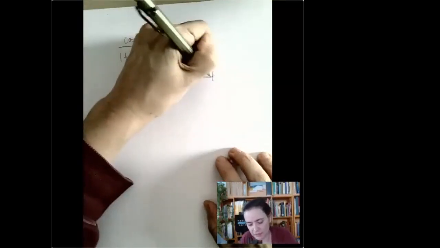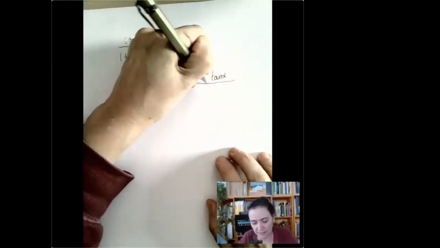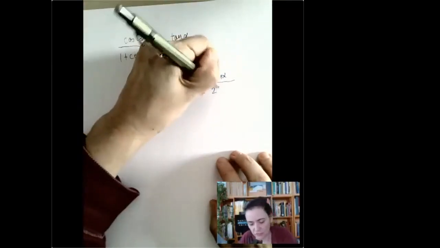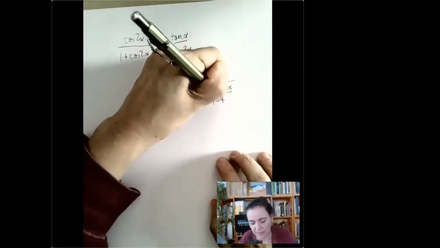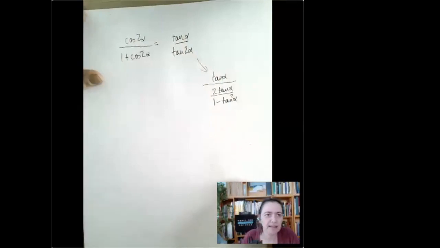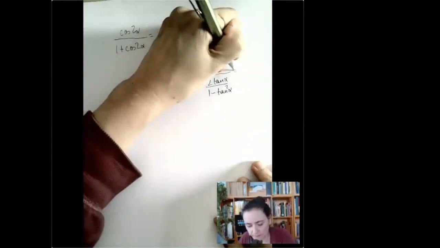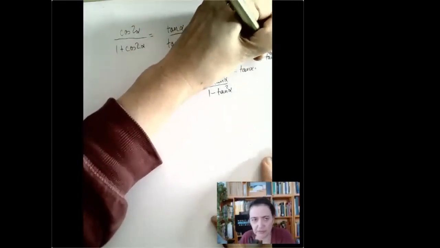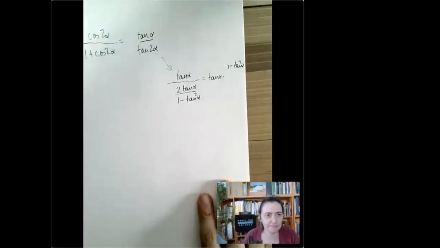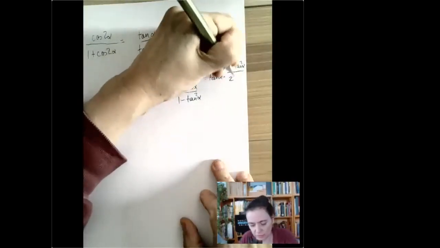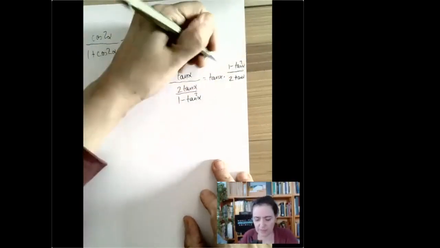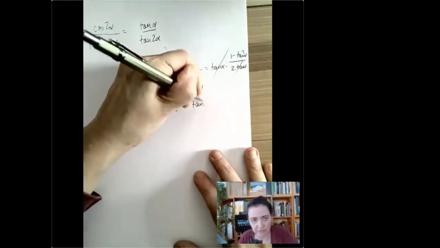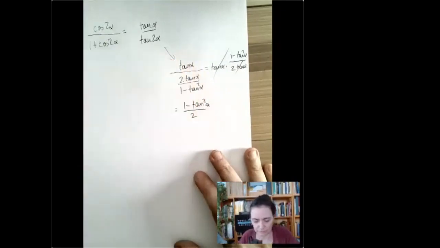So let's simplify this first. Tangent alpha divided by tangent 2 alpha. Well, there is a formula for the double angle. Tangent 2 alpha is 2 tangent alpha divided by 1 minus tangent squared alpha. And then to divide is to multiply by the reciprocal. We get tangent alpha times 1 minus tangent squared alpha over 2 tangent alpha. And tangent alpha cancels. So this is 1 minus tangent squared alpha over 2.